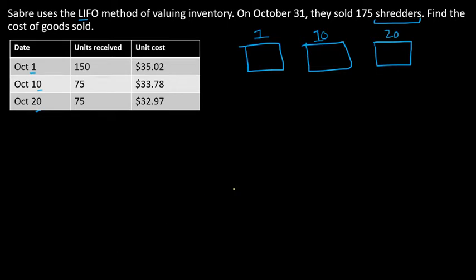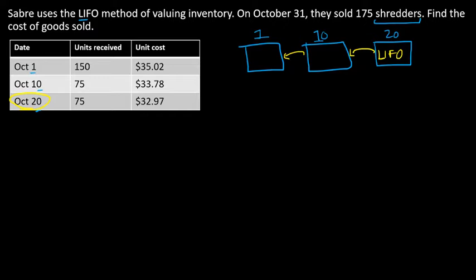If we're talking about the last in, first out method, it means we sell the most recent inventory first, okay? So you would go to your October 20th inventory and you would empty that box, and then you would work your way backwards in your inventory.